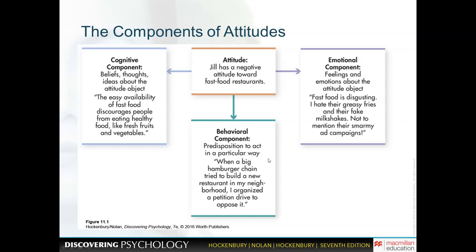And so I gave some examples here about fast food, okay? I will not elaborate on these. Feel free to pause the video and look at these examples here. Okay, and the final component is the emotional component. So basically how we feel about an attitude. A good example here is this person saying, fast food is disgusting. I hate their greasy fries and their fake milkshakes. Okay, and so on. So that is more of an emotional type response. But remember, we're talking about the social perspective of psychology, a branch of psychology. And we want to keep in mind that we're talking about how we socially interact with our environment.